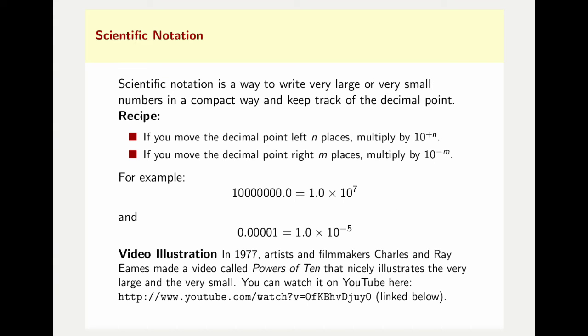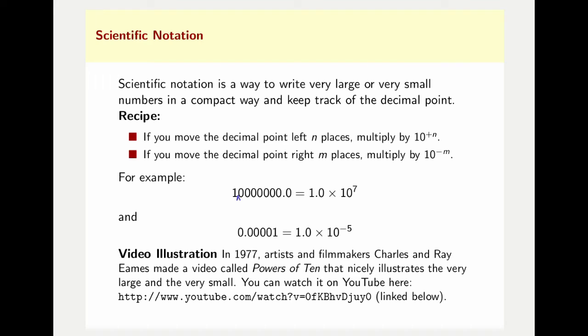Next, let's talk about scientific notation. Scientific notation is a way to write very large or very small numbers in a compact way and to keep track of where the decimal point is. So here's the recipe. If you move the decimal point left, then you multiply by 10 to the positive whatever that number is. If you move the decimal point right, then you multiply by 10 to the minus whatever that number was.